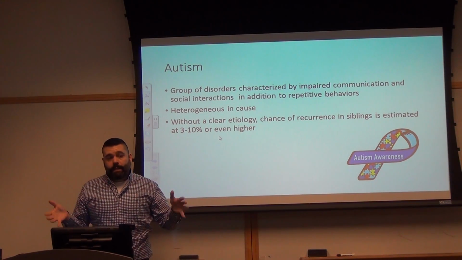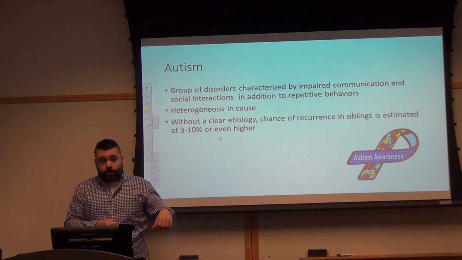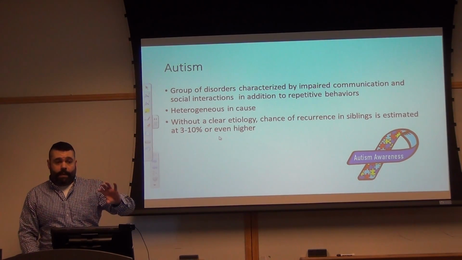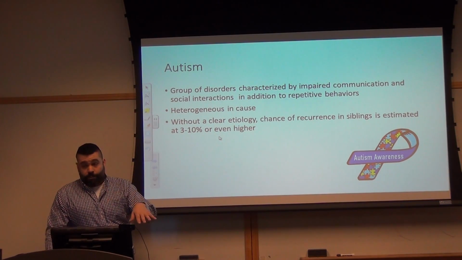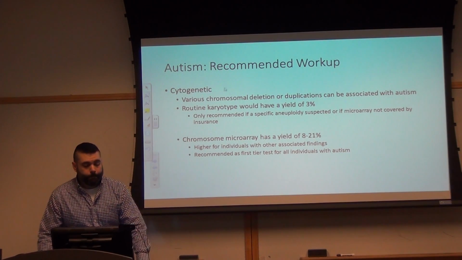Okay? So now if we can figure out genetically what's wrong, maybe it's something de novo in the patient, then we can rule out recurrence. Maybe it's something carried in the family. The mom has a translocation, or the dad, that's causing rearranging in the child. So here's the recommended workup.